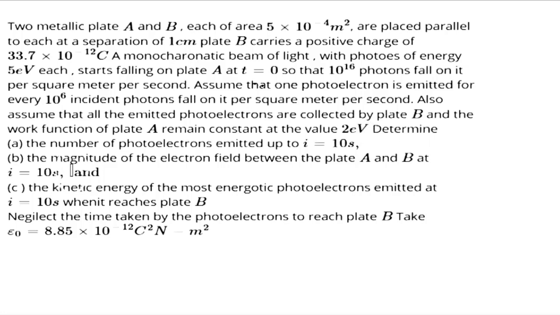Determine first the number of photoelectrons emitted up to t equals 10 seconds. Second, the magnitude of the electric field between plates A and B at t equals 10 seconds, and the kinetic energy of the most energetic photoelectron emitted at t equals 10 seconds when it reaches plate B.